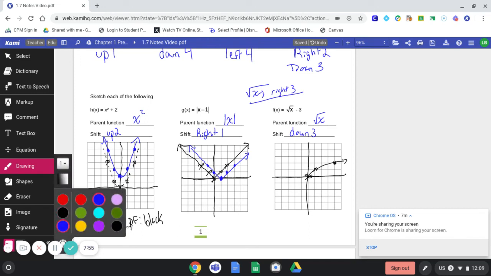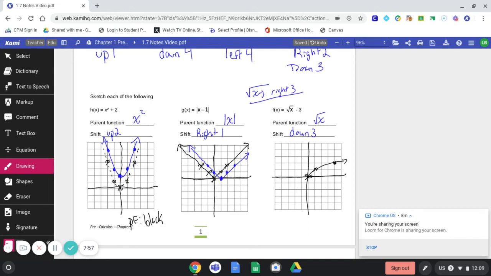Now we're going to be taking each of those points and moving them down 3 units. So instead of 0, 0, it's 0, negative 3, right here. Instead of 1, 1, it's 1, negative 2. And then instead of 4, 2, move it down 3 spaces. So again, the general shape is the same. We are just moving them up and down and left and right.